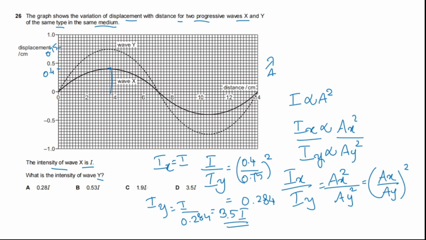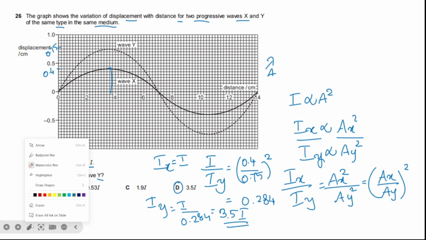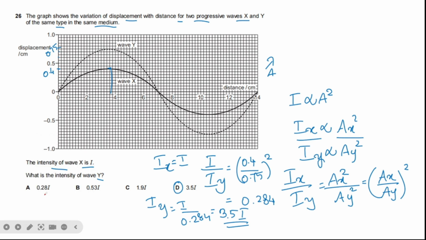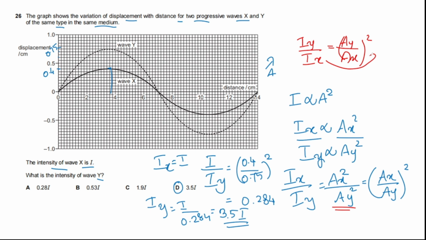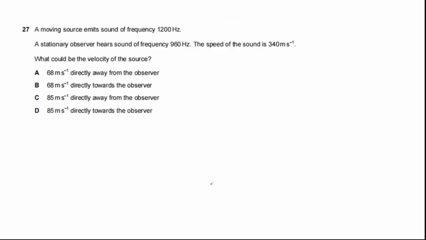So the correct option is option D. You can go for this formula, or otherwise you can just rearrange it and divide in the opposite way. So you will get Iy divided by Ix, which is equal to Ay divided by Ax, whole squared. You just need to cross multiply this Ix to the right side. So you can directly go for this, or otherwise just divide the ratio value. Both will give you the correct answer.